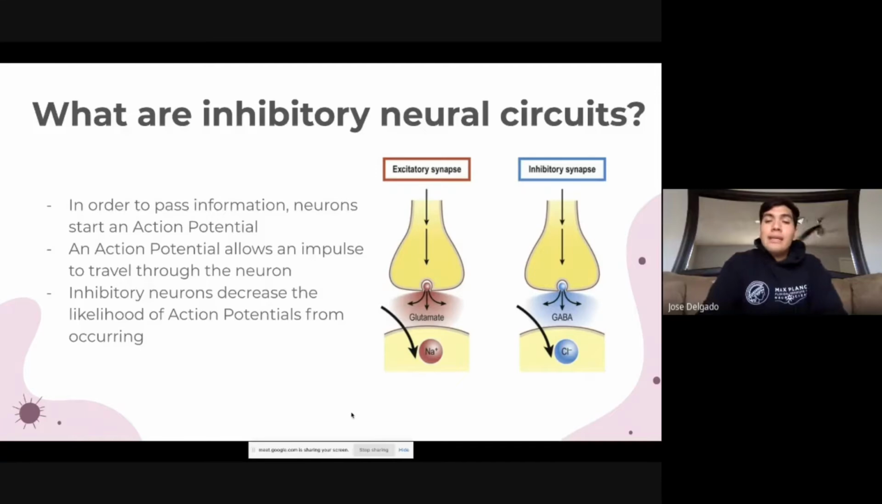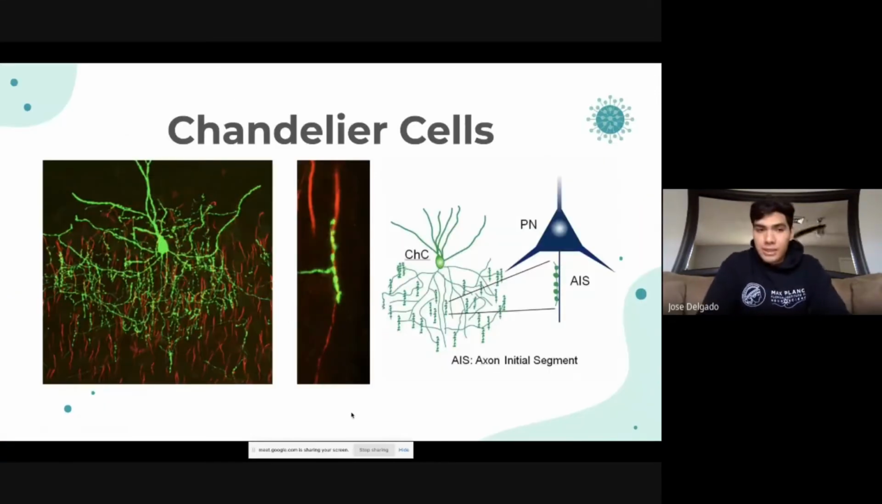Now, an example of an inhibitory neuron is the chandelier cell. And it's this very big green structure that you see here. You can see why it's called a chandelier cell, because it looks like a chandelier and it has a lot of projections. And right here, this is called the axon initial segment. Now that was on the paper that we gave you guys. So does anyone know what an axon initial segment is?